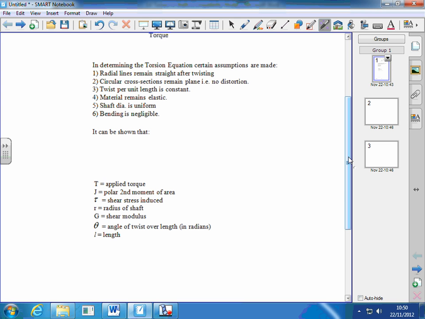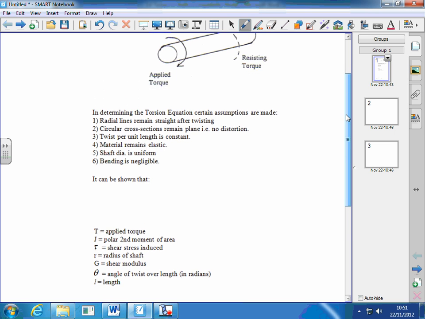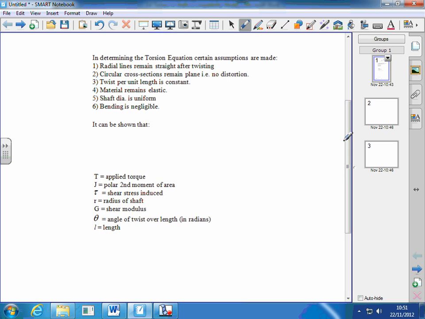We define these terms here. T for the torque, the applied torque to the shaft. And then we calculate something called the polar second moment of area. So that has the same sort of meaning as the second moment of area that we were looking at in the bending moment equations. It's to do with the way that this torque is distributed across the area of the shaft. Tau, this Greek letter here, is the shear stress induced. If that's a new letter to you, tau, part of the Greek alphabet, we use to represent shear stress. R being the radius of the shaft.